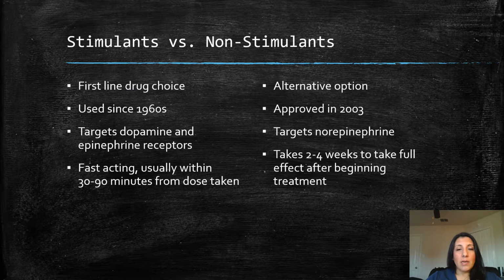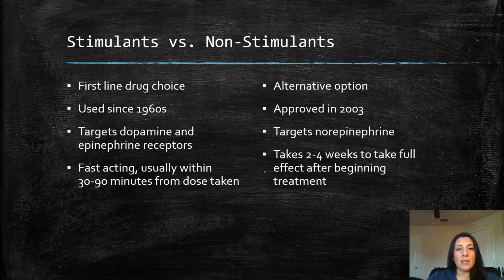The non-stimulant medications are an alternative option. They were approved through the FDA in 2003. Usually these medications target norepinephrine and take about 2 to 4 weeks before they start to show improvement in that child's symptoms.